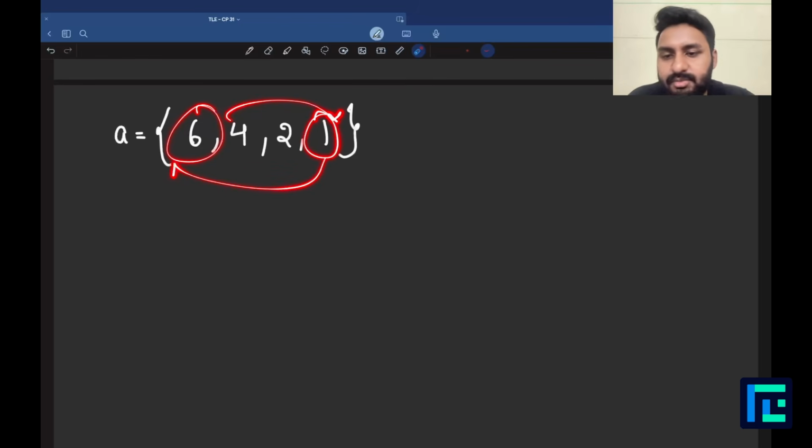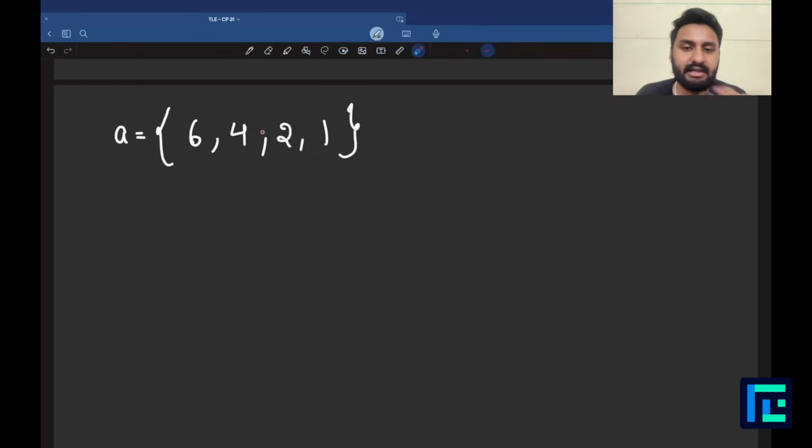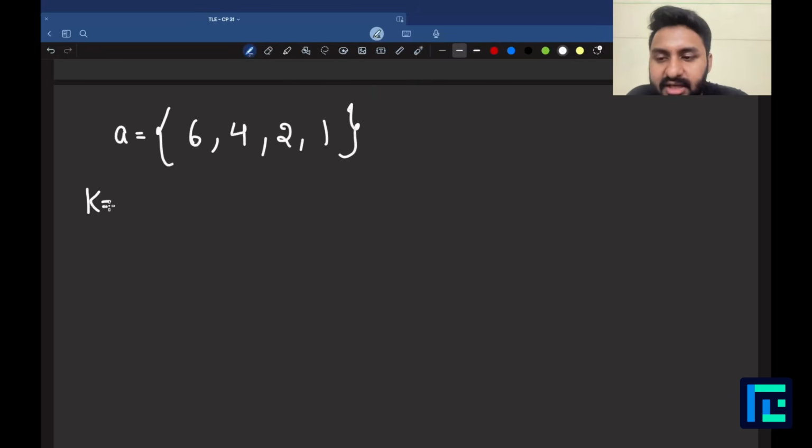1, let's say, has to be at the very first place. 4 has to be at the third place. 2 has to be at the second place. So you know there is some element in this array which needs to be at some place, but currently it's not. So I want to make it go to that place. But the problem over here is, remember, I have been given k equals to 1.